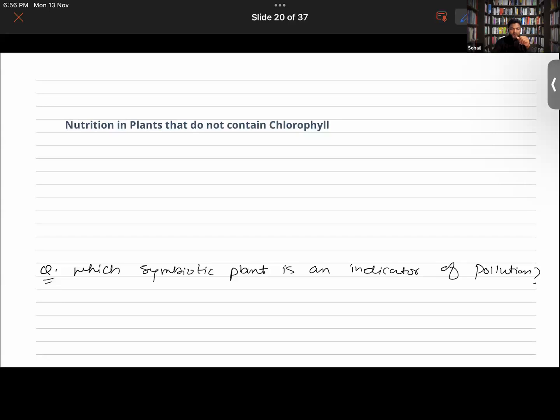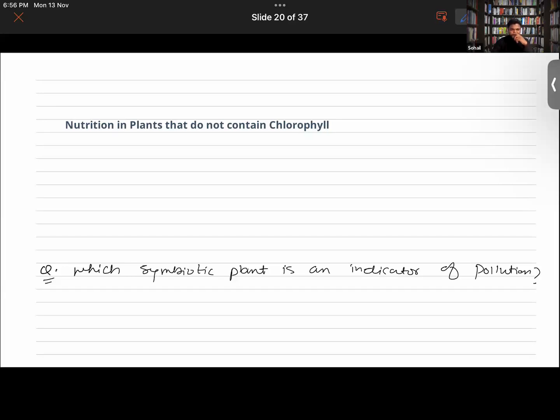Now, the one question which you are seeing over here: which symbiotic plant is an indicator of pollution? In my school, only one example has been taught, that is lichen. In fact, that is the answer to this question.